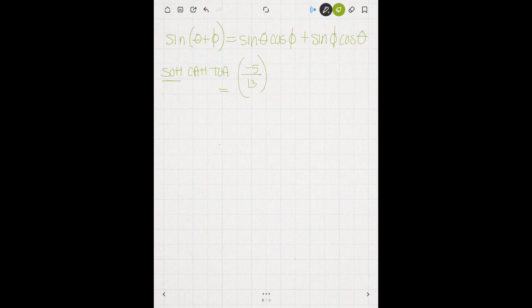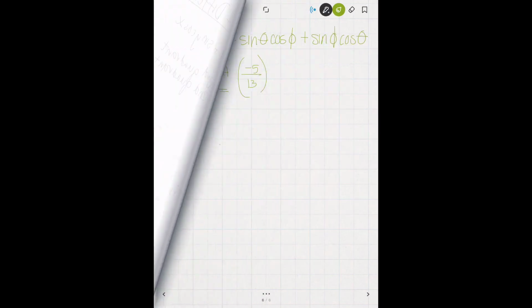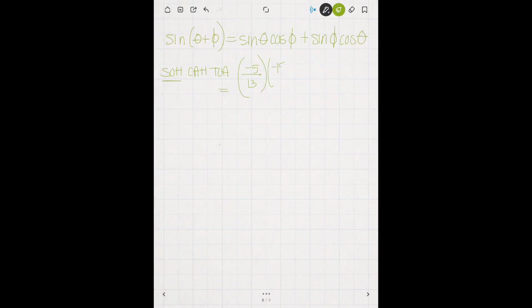The cosine of phi, if you look here, phi is the orange one. So here's my phi here. Cosine is equal to, remember, adjacent divided by hypotenuse. So I'm going to have 15/17. And in my second quadrant, my sine value is the only thing that's positive. So the cosine is going to be a negative 15/17. And now I have to do my sine of phi.